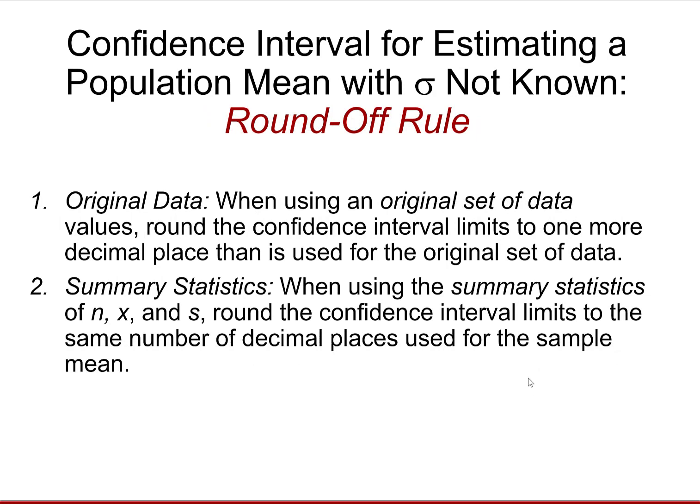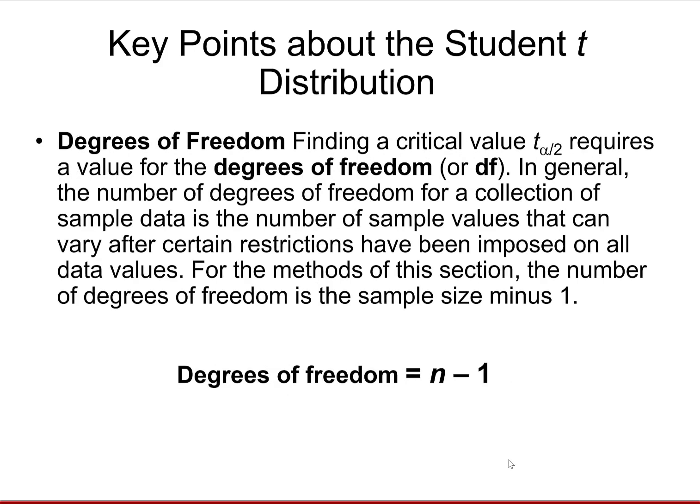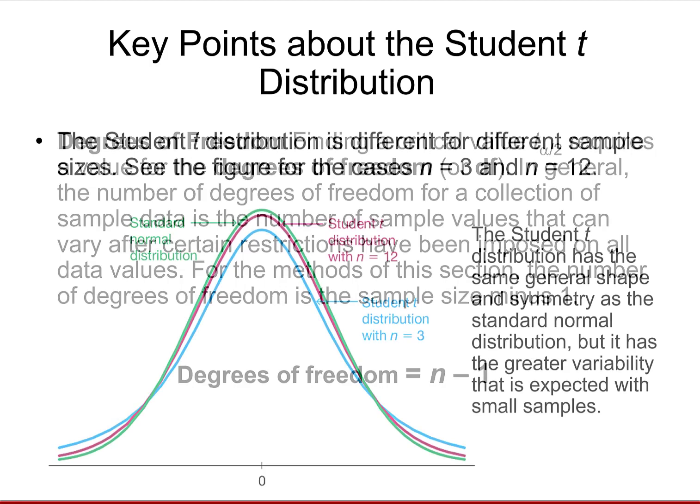In the original data, the round-off rule when using an original set of data is to round the confidence limits to one more decimal place than the original set of data. And here, instead of using a z-score, we're going to be using a t-score. And when we get into the next chapter, you'll see the use of that when we do some hypothesis testing. So we're going to use a student t distribution. And remember, each sample size is going to have a slightly different distribution based on the degrees of freedom.